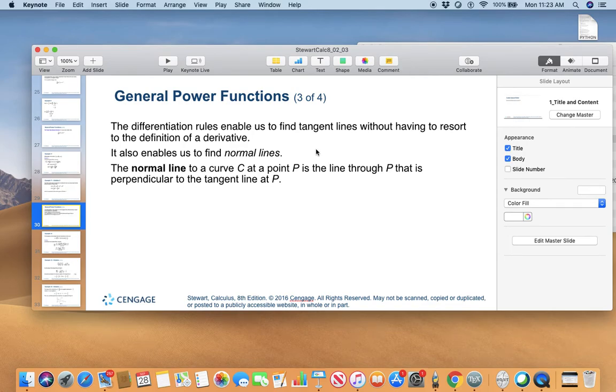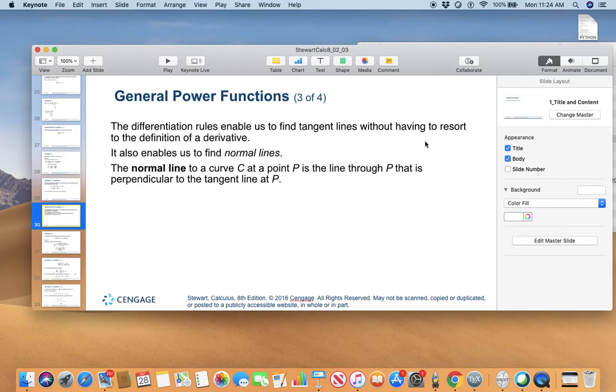The differentiation rules enable us to find tangent lines without having to resort to the definition of the derivative. The definition of the derivative, if you remember, is a long definition. It's kind of hard work: limit h approaching 0 and so on and so forth. But these rules get us quick ways of finding derivatives.